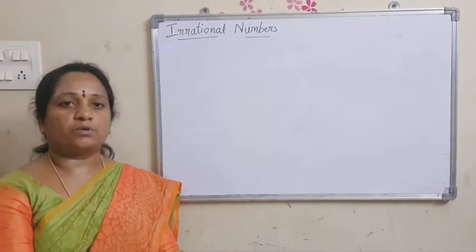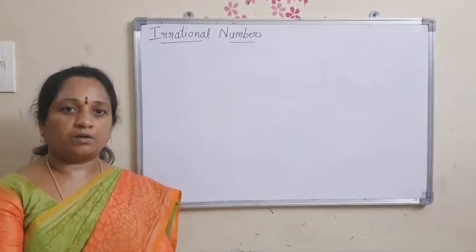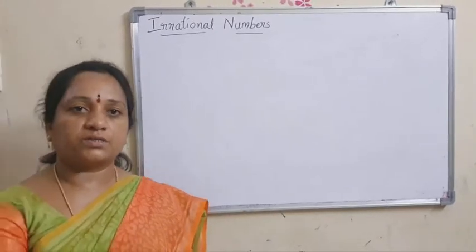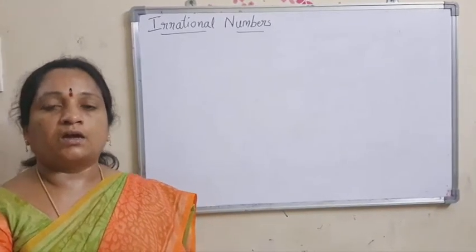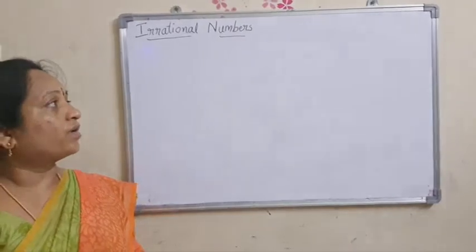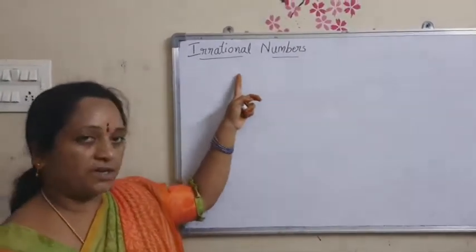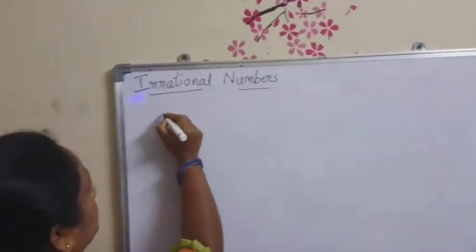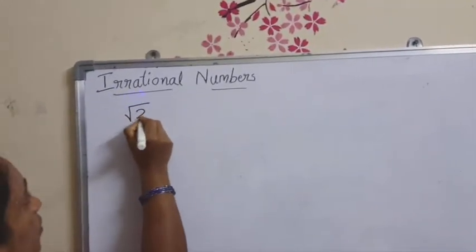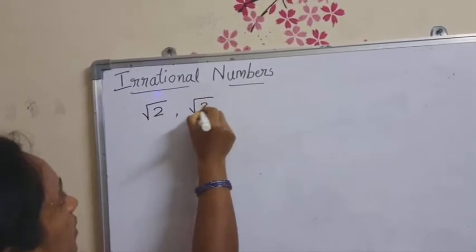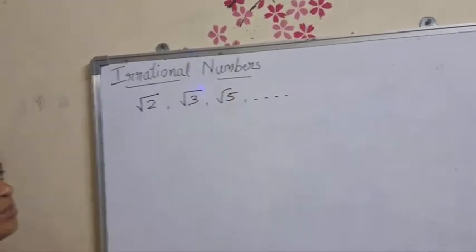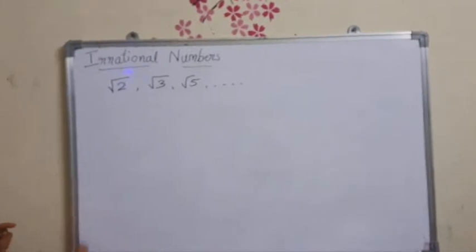Today we are going to learn about the irrational numbers. Already we have learned about different kinds of numbers in the previous classes. Today one of those kinds is irrational numbers. As we have already learned, I said that root 2, root 3, root 5, like this, are the examples for irrational.